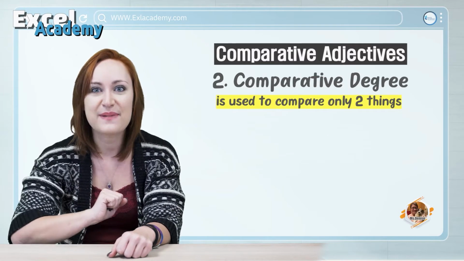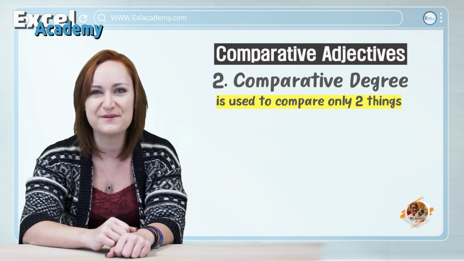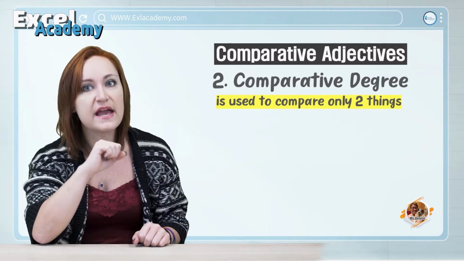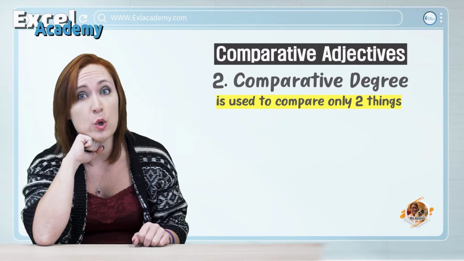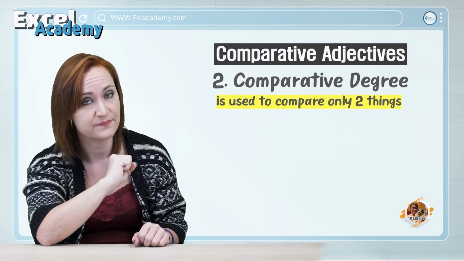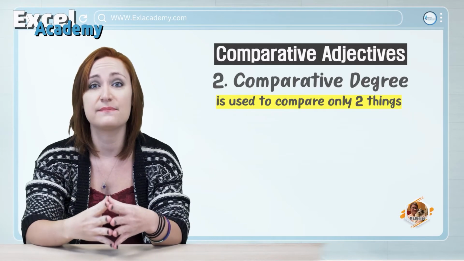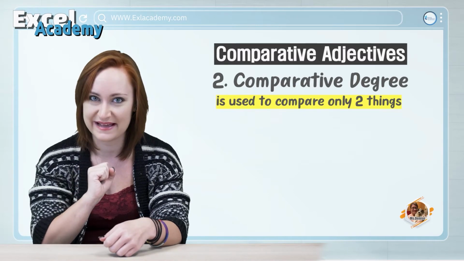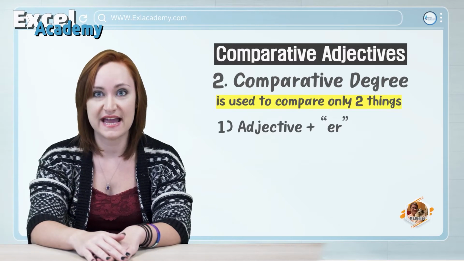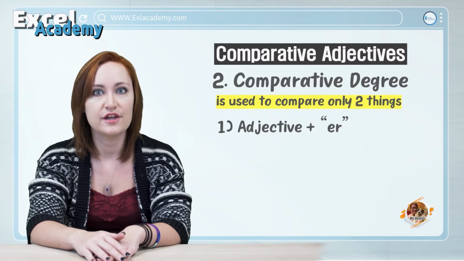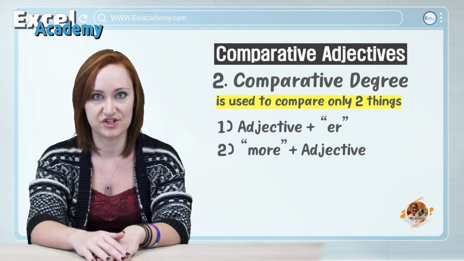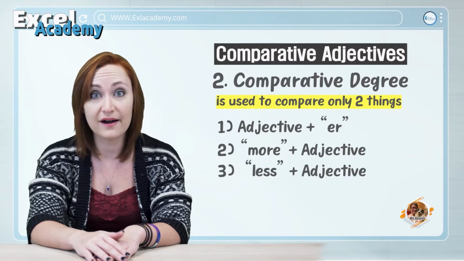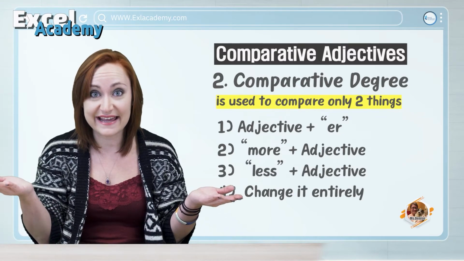However, the comparative form is used for exactly what it sounds like, to compare. But be careful, these adjectives are used to compare only 2 things. When using an adjective in its comparative form, you have to change it in one of 4 ways. Add ER to the end of the adjective, or use the word more before the adjective, or use the word less before the adjective, or change the adjective entirely.